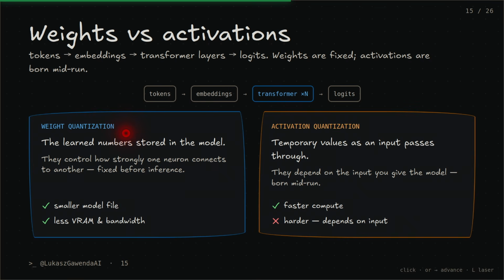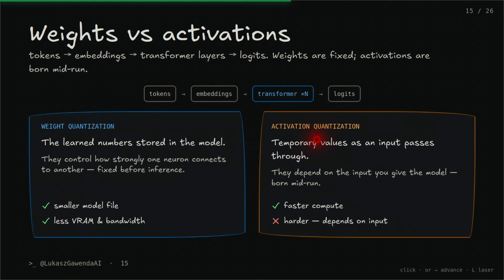Now we come back to the definition. Weights are the layered numbers stored in the model. They change while the model is trained, but once training is done, they are frozen. So they will not change during inference, no matter what we type. So they allow us smaller model file, less VRAM, and less bandwidth, because of less VRAM.